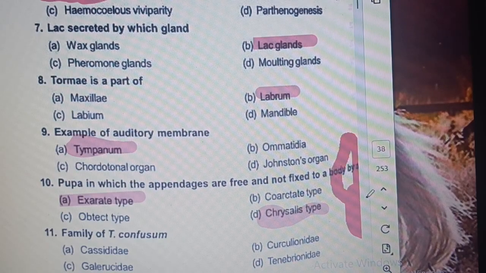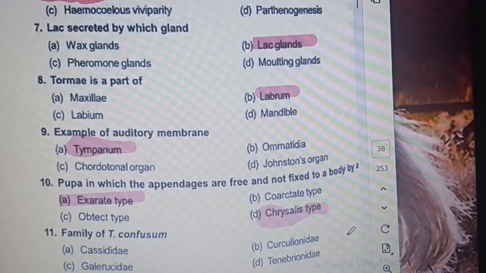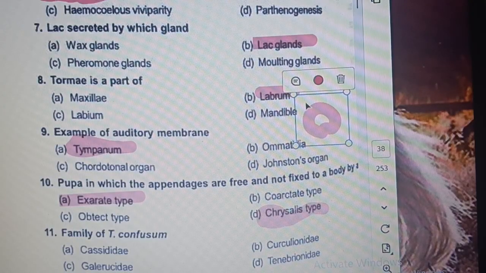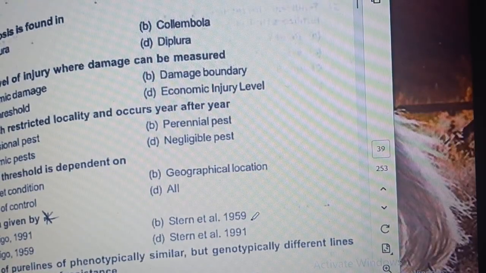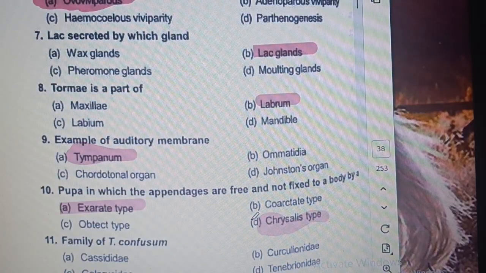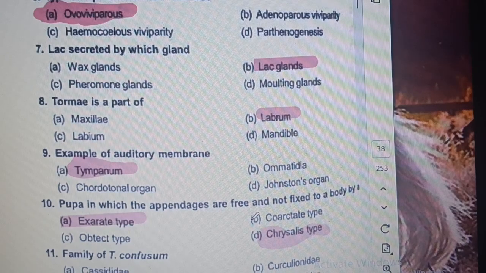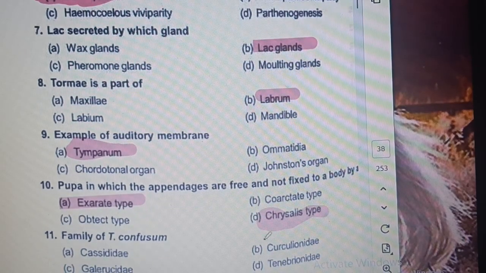Suppose that this is a pupa. This is the tip of the abdomen. From here two threads will come. These are the cremaster, and in between them is what is known as the girdle. So cremaster and girdle are parts of the chrysalis only. Next question is the family of Tribolium confusum, the red rust flour beetle, and its family is Tenebrionidae.